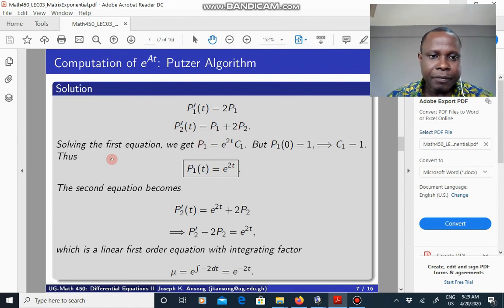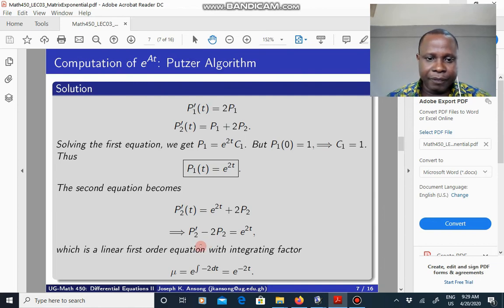Easy. Solving the first equation, you get P1 is equal to e to the 2t times C1. From the initial condition, P1 at 0 is 1, which implies C1 is 1, and that gives you P1 equal to e to the 2t. Once you have P1, plug it into the second equation and you have an equation in only P2. That gives you this equation: P2 prime is equal to e to the 2t plus 2P2, which you can rearrange. You see this to be a linear first order equation.